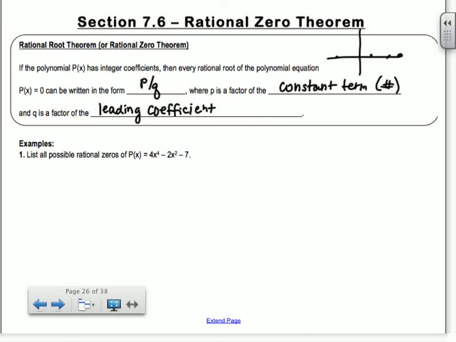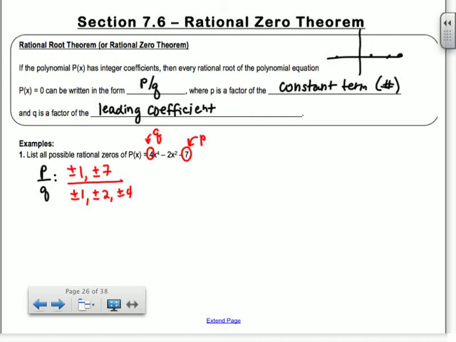Okay, so all possible places in number one where you can cross the x-axis at a rational number would be in the form p over q. p is factors of 7, q is factors of 4. So p is always at the end, q is first. All right, so factors of 7, you could have plus or minus 1, plus or minus 7. Factors of q, so 4, are plus or minus 1, plus or minus 2, plus or minus 4.